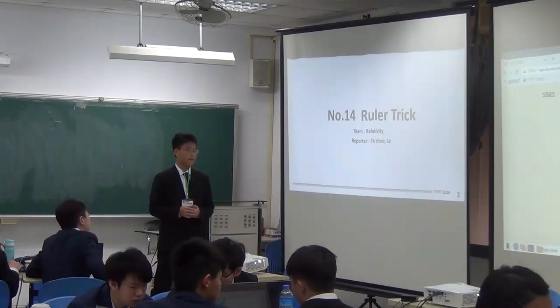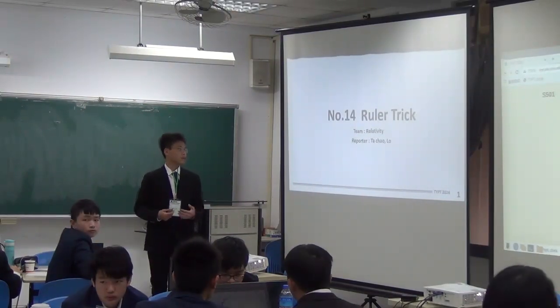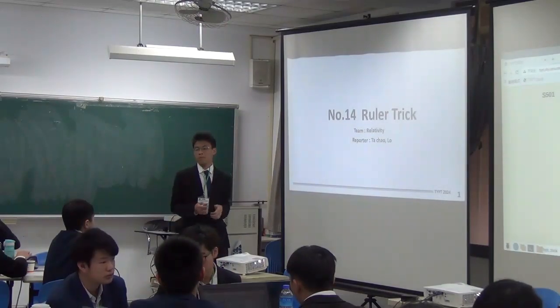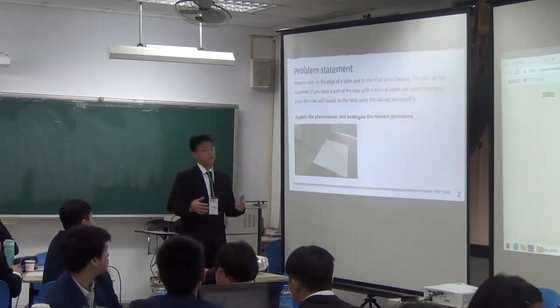Okay, reporter, take the floor. Hello everyone, I am a reporter from Team Relativity. My name is Ta Xiaolo. I'm going to talk about problem number 14, the ruler trick. So here's the problem statement.